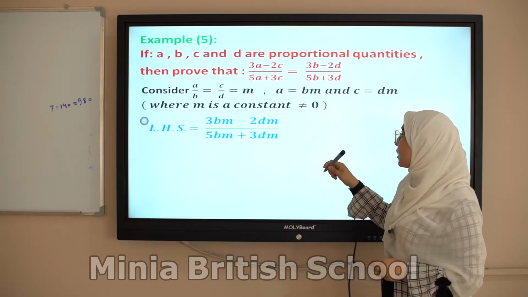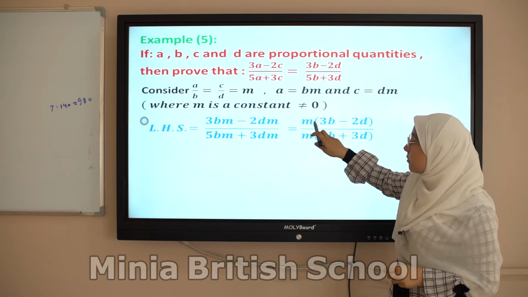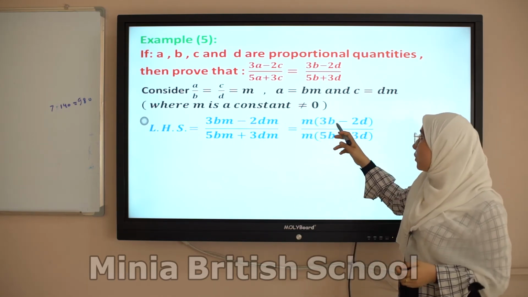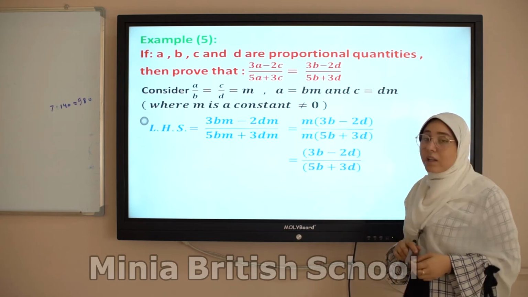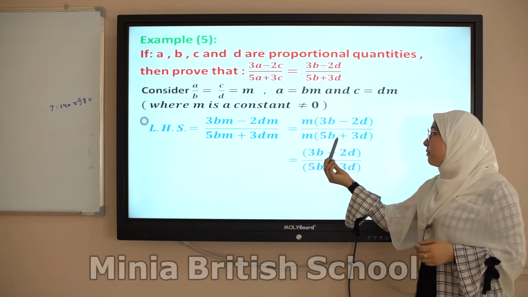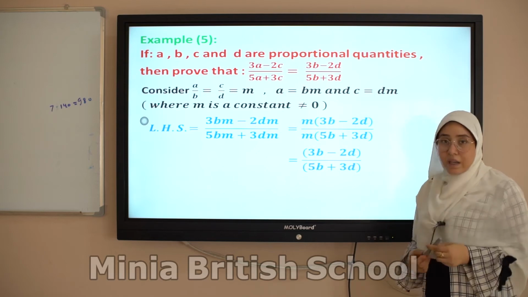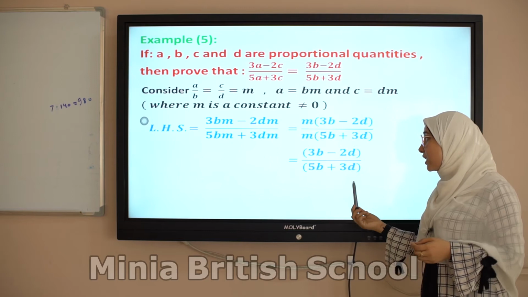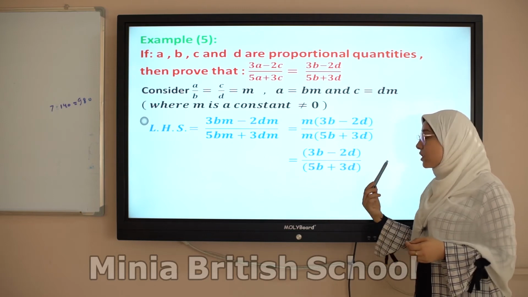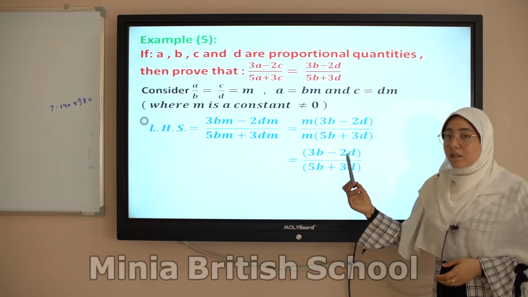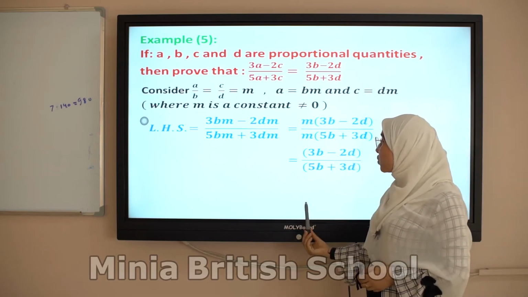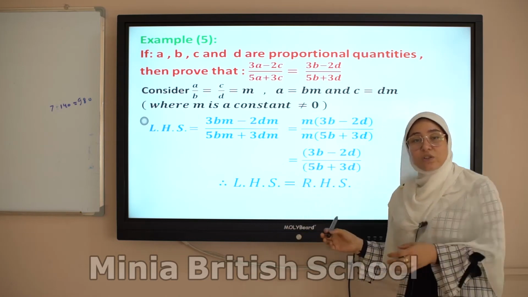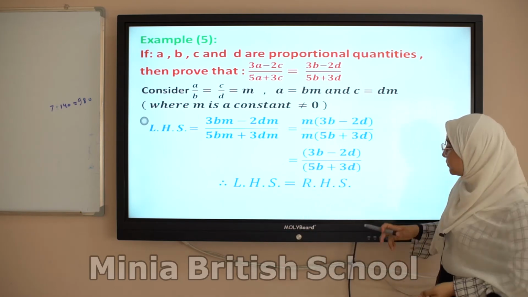So I will take m as highest common factor up and down. We get m times (3b minus 2d) over m times (5b plus 3d). You can cancel m with m. We get (3b minus 2d) over (5b plus 3d), so the left hand side equals the right hand side.